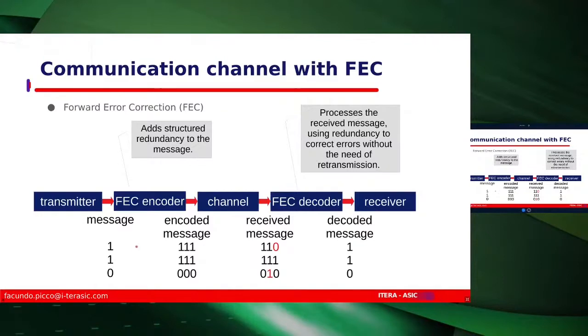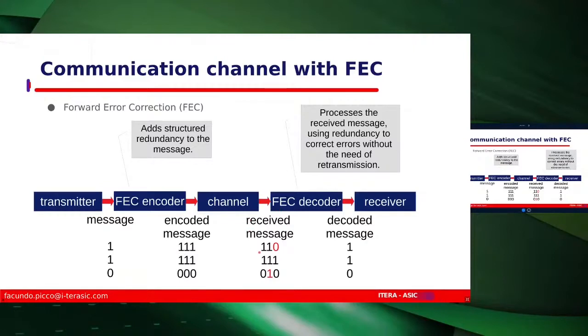So over here, we have a very simple example. This is a repetition code. It has no practical uses, but it's good for this kind of example. Basically, if we want to transmit a one, it is encoded as three ones in a row. And if we want to transmit a zero, it's encoded as three zeros in a row. So for each bit of message we want to transmit, we need to transmit three times more bits. It's basically the same bit transmitted three times.